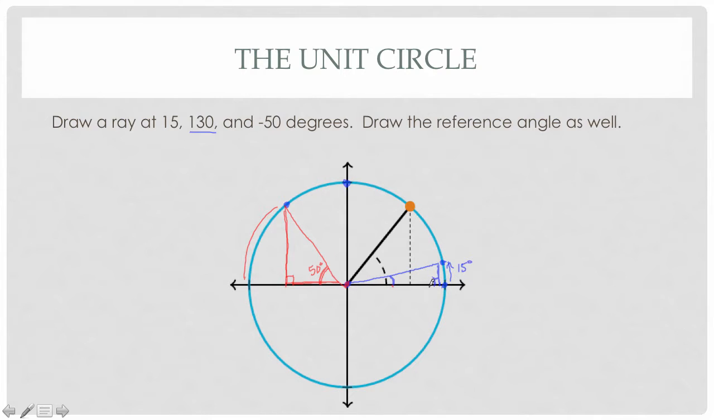Now finally, we can draw one at negative 50 degrees. Let me get a different color here. Let's do magenta. Negative 50 degrees means I'm going in the opposite direction. I'm going to go backwards 50, which will be right about here. There's my ray. That's at negative 50 degrees around the circle that way. I can draw my lines straight up, and there's my reference angle right here at 50 degrees. There's my horizontal component of the triangle, and there's my vertical component of the triangle.